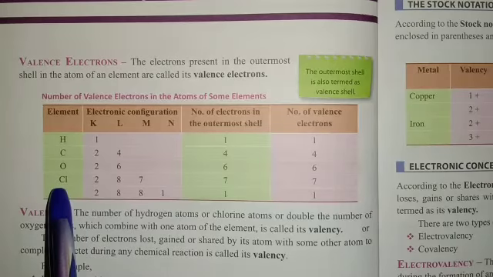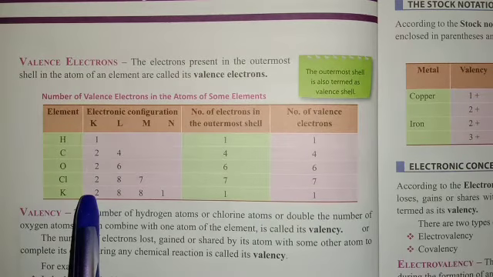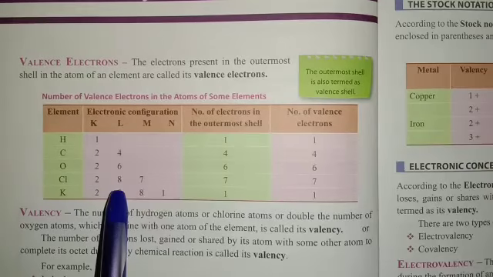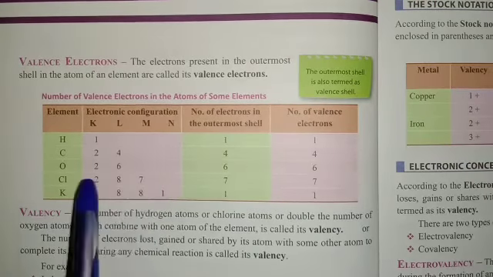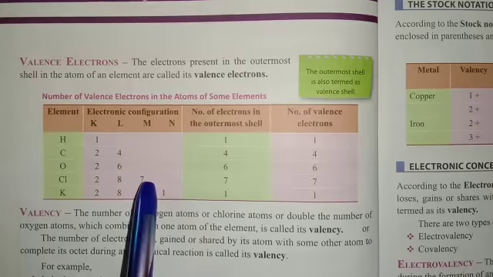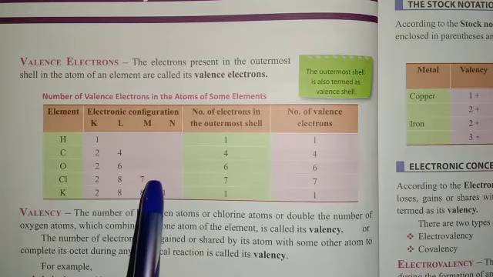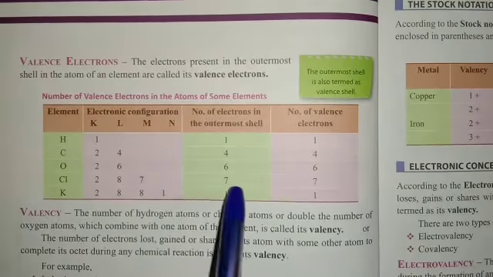Chlorine: mass number 35, atomic number 17. Electronic configuration: 17 electrons means the first shell contains 2, the second shell, the L shell, 8 at maximum, and the third shell contains 7. So 2, 8, 7, total 17. Atomic number 17 means 17 electrons and 17 protons. The number of electrons in the last shell, the M shell, is 7. Therefore valency electrons are 7.